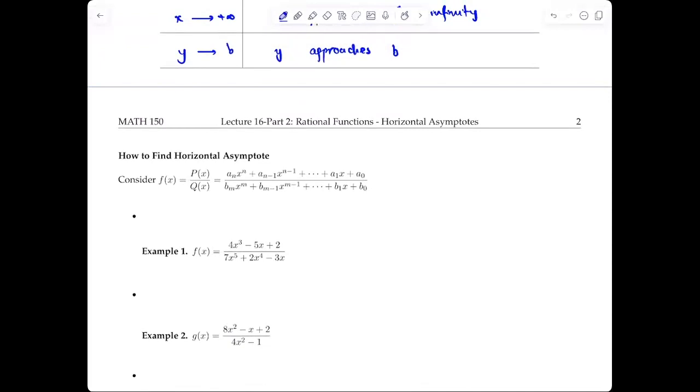Be careful when I write down the details here. This is a polynomial function of degree n, and in the denominator, you have a polynomial function of degree m. You're okay with that? It matters that you notice the power n. We need that later.